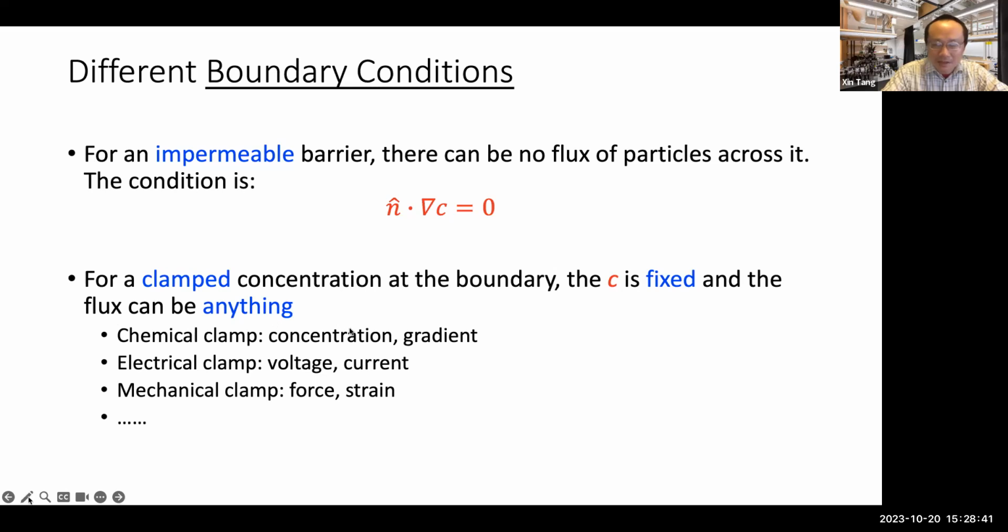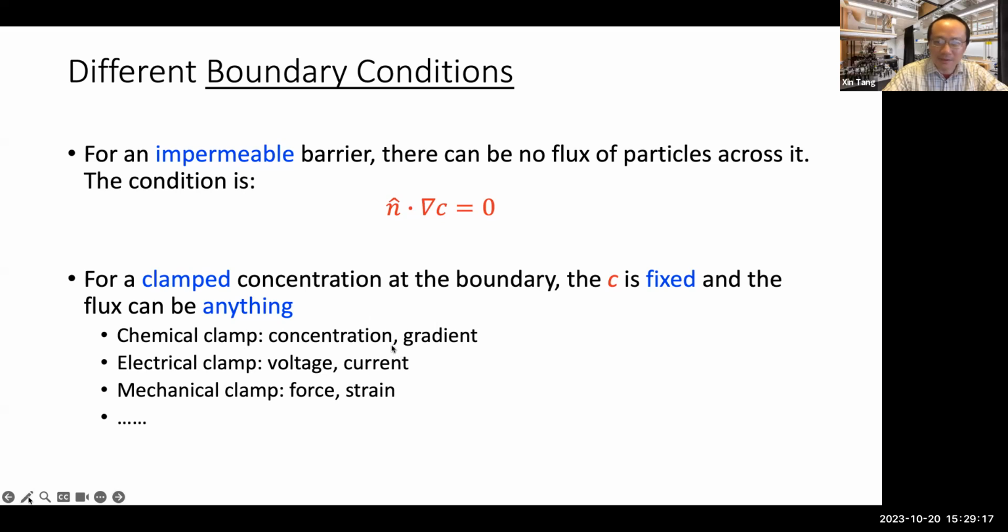So there are many examples. By the way, this is called a clamped concentration. I want to emphasize this word, clamped. Clamped always means it's fixed. So when you have a chemical clamp, in many cases the concentration of the chemical on the surface, on the selected volume, is fixed, or many times the gradient is fixed. This is all called a chemical clamp.